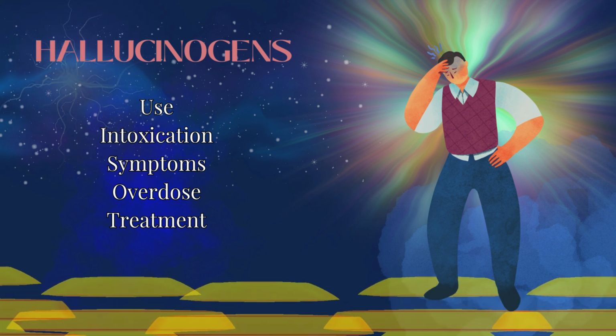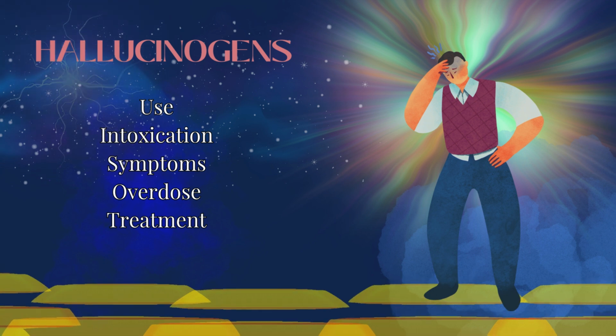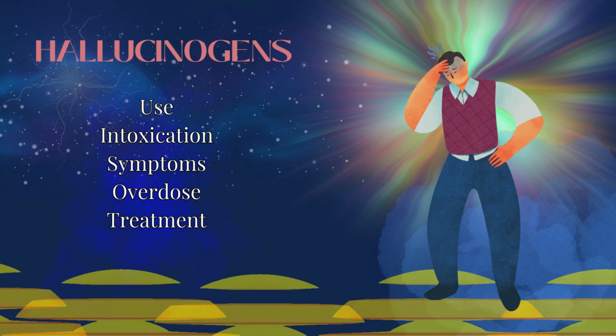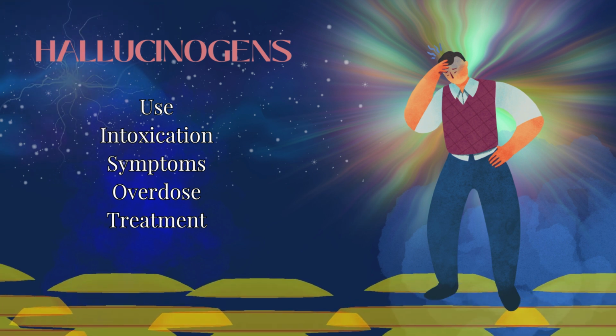PCP is an example of a particularly dangerous hallucinogen. It's an illegal street drug that usually comes as a white powder that can be inhaled through the nose or injected into the veins. It can also be smoked or swallowed.